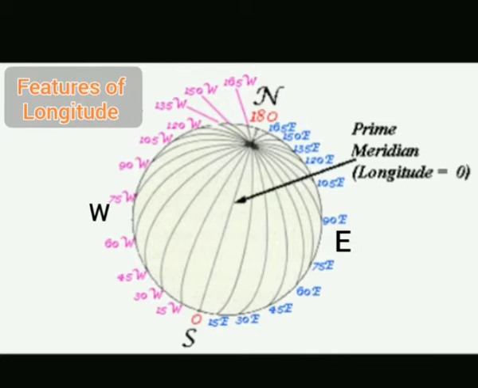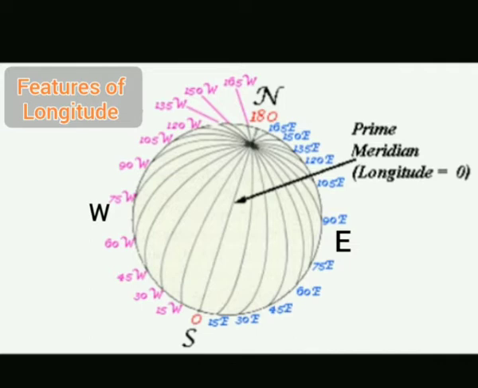The meridians to the east of the prime meridian are numbered degree east, and the meridians to the west of the prime meridian are numbered degree west. These meridians are equal in length and form semicircles. Semicircle means half circle that extends from the North Pole to the South Pole.